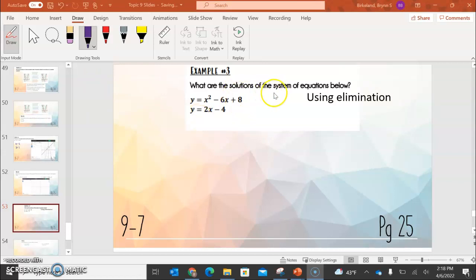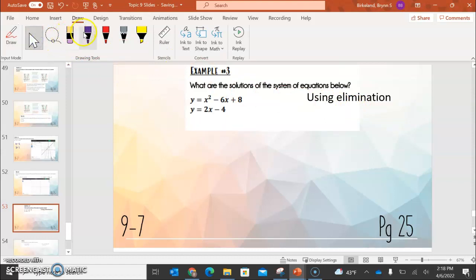But now if they want the solutions to the system here, notice how it looks a little different. One way to think of this could be writing x squared minus 6x plus 8 equals 2x minus 4, and we would solve what x value would make them equal or where do they cross. But another way we can do this is by using elimination. And this will take us back to when we had two lines and we wanted to find where they crossed.